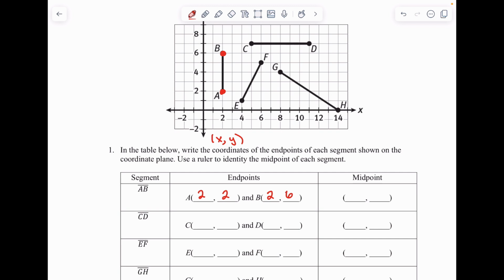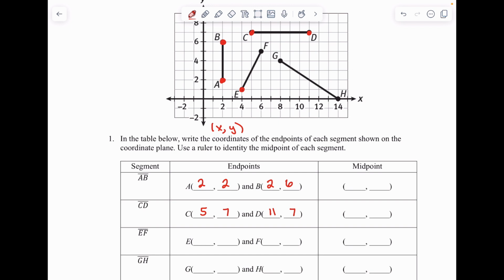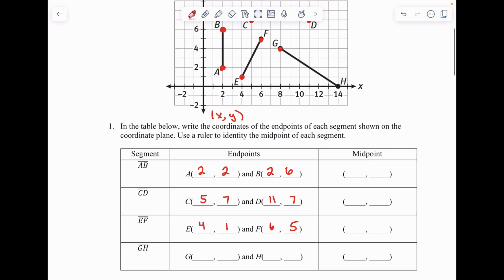Now moving on to segment CD, point C is at the point 5, 7. And point D is at the point 11, 7. Moving on to segment EF, point E is at the coordinate point 4, 1. And coordinate point F is at the point 6, 5. And lastly, GH, point G is at the point 8, 4. And point H is at the coordinates 14, 0.